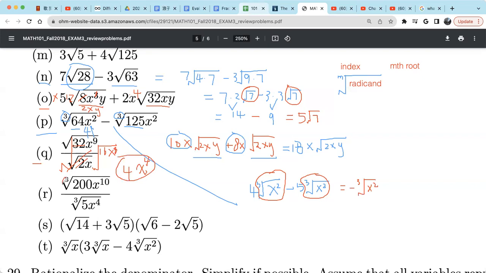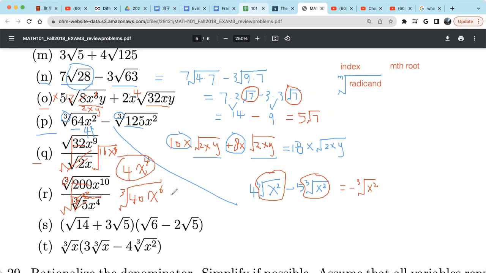For R, we're also under the same index 3. So we can put this numerator and denominator under one cubic root sign. Now we can simplify. 5 goes into 25 times, so I have 40. We have the cubic root of 40. Then x raised to 10 divided by x raised to 4. We subtract the exponents. We have x raised to 6.